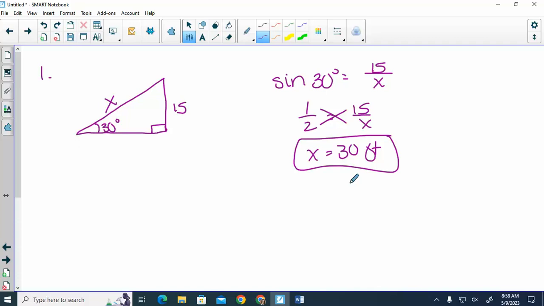If you cross multiply, you get x equals 30. There, probably the biggest thing was putting your sides in the wrong spot in your triangle.